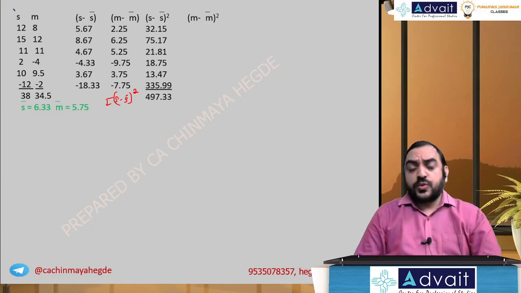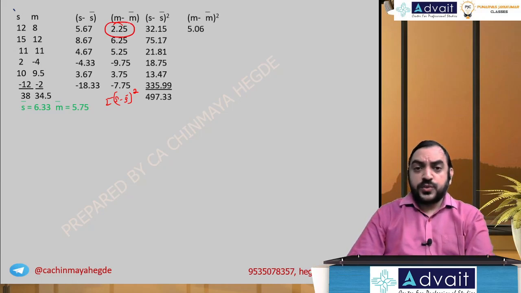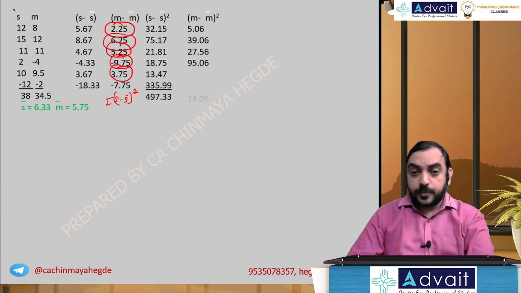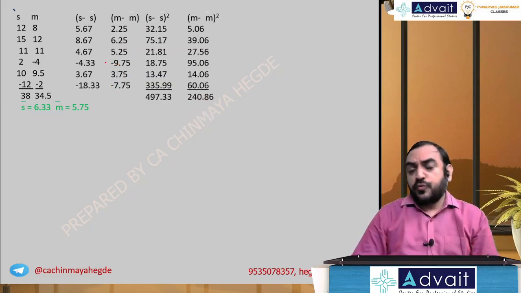M minus M bar whole square: 2.25 square, 5.0625, round off 5.06. 6.25 square, 39.06. 5.25 square, 27.56. 9.75 square, 95.06. 3.75 square, 14.06. 7.75 square, 60.06. Total 240.86, summation M minus M bar whole square.